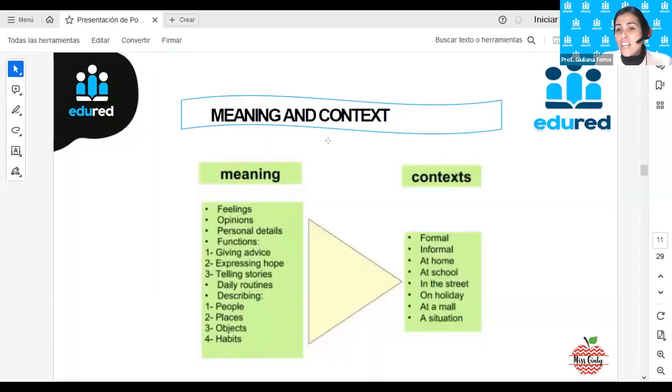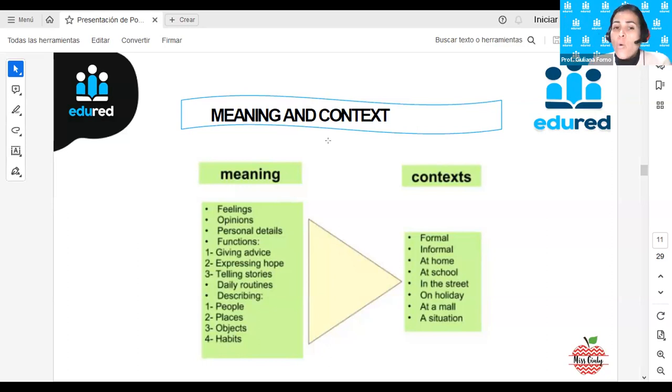Now, meaning and context. We need to give them the meaning of what we're doing and the context, how or where they are going to do it. You don't speak the same in your house as in your work, as in your school, as in the mall. You don't write a mail to your boss the same as you write a mail to your mom. You don't write a WhatsApp to your boss the same as you write to your sister or your brother. Imagine to your boss, "Habla, buenos días, ¿cómo estás? ¿Todo bien?" We don't speak like that in our job.